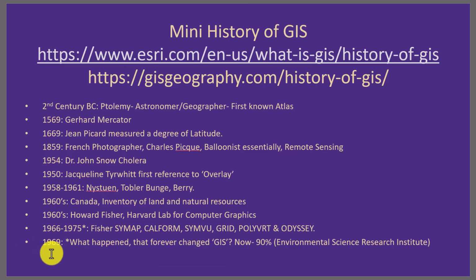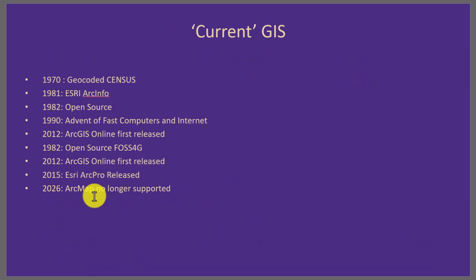Here's a mini history of GIS. The link is provided. Feel free to grab those from the PowerPoint slide deck. I've summarized a little bit here. I don't need to read this for you. Please feel free to pause it and just take a peek if you're interested. Current GIS, and by current I'm going back to 1970, ArcMap will no longer be supported in 2026, which is why we're using ArcPro.